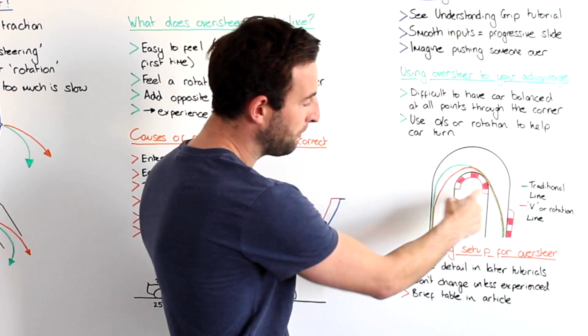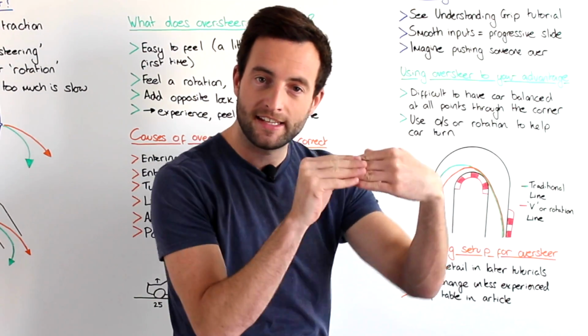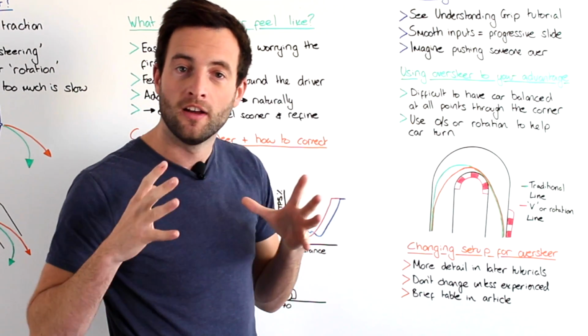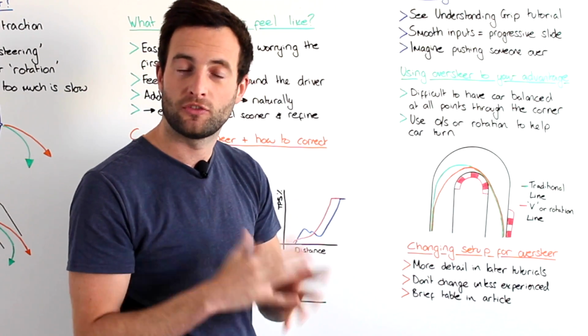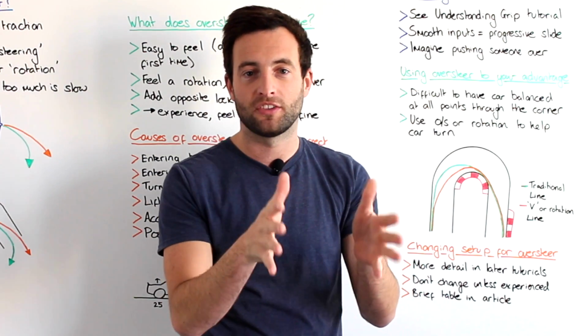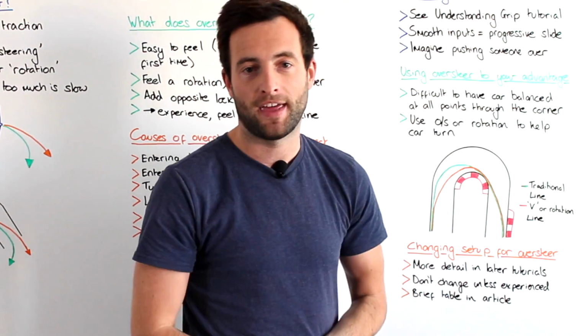So at this point, the rear of the car is sliding, turning the car more quickly, so we actually angle the car towards the exit of the corner sooner, and then we can get back on the accelerator while the car's in a straight line and really nail that exit.